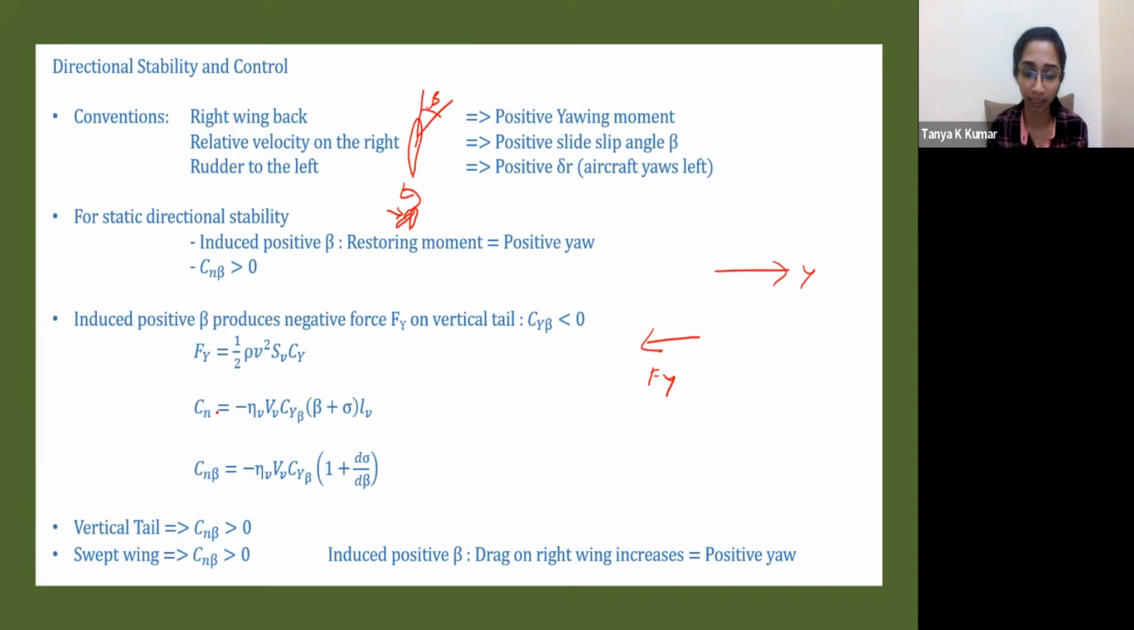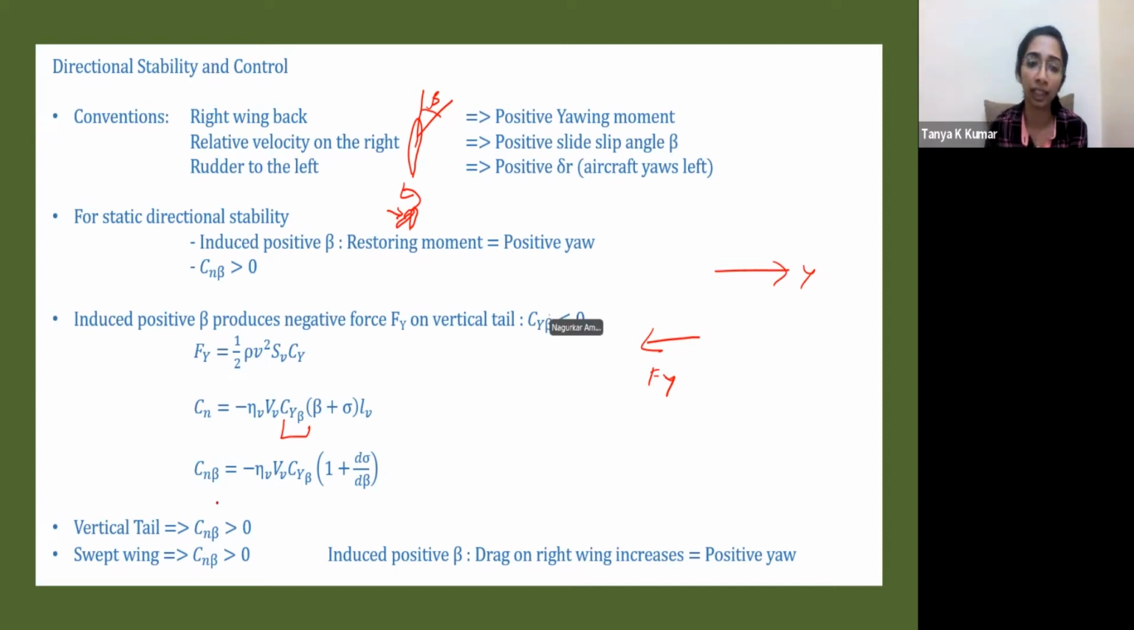When we use that in the control moment, you need to put a negative sign to ensure that the entire term is positive, because this is negative, right? So a positive beta produces a negative force. So this term is negative. Hence, you need to put a negative sign to make the entire term positive. Okay, so this is the expression for Cn beta.